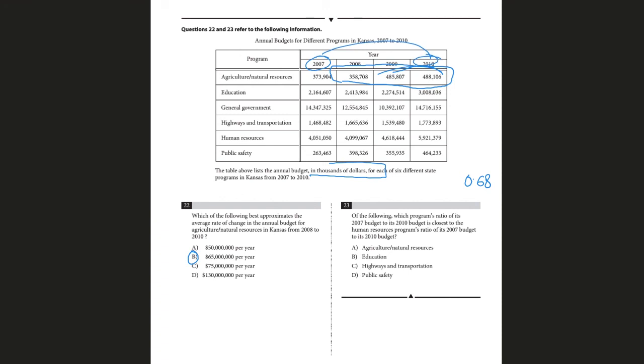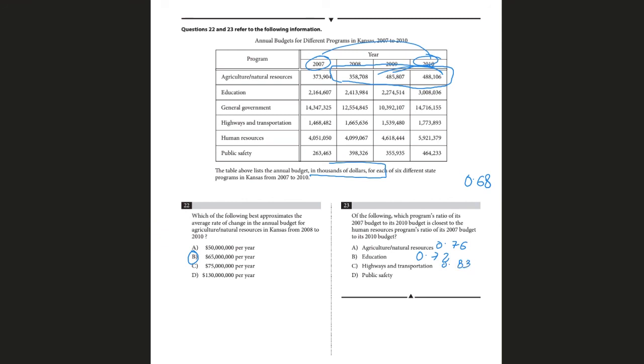So 373,904 over 488,106. This is 0.76. I mean, it's close, but it can certainly be closer. So let's look at education. 2,164,607 over 3,008,036. This is 0.72, so closer. Now highways and transportation, 1,468,482 over 1,773,893. This is 0.83, which is really far off.